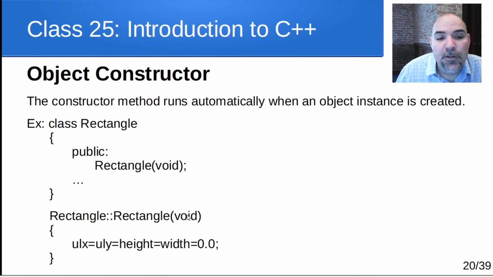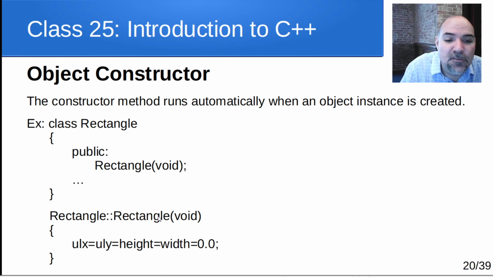And if you're used to other object-oriented languages, like let's say Python, the constructor is called underscore init underscore. So in other words, it has that special name. C++ has the same concept, but the name of the constructor function is actually the same as the name of the class. So if I have a class called rectangle and it has a method called rectangle, that's the constructor. And then we write the code for that.